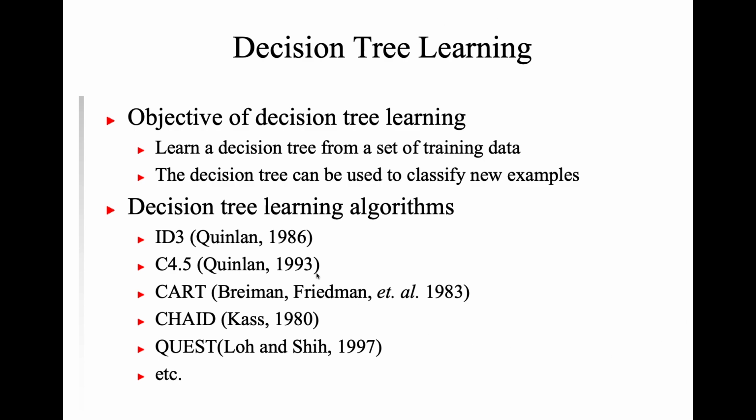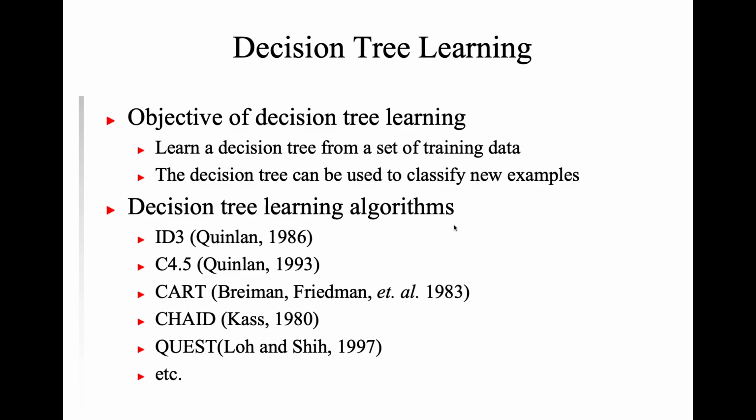Some of these algorithms, most of them based on Hunt's algorithm, are, for example, ID3, proposed by Quinlan in 1986, which was further expanded to C4.5, and later CART, almost at the same time as ID3. CART means classification and regression trees.